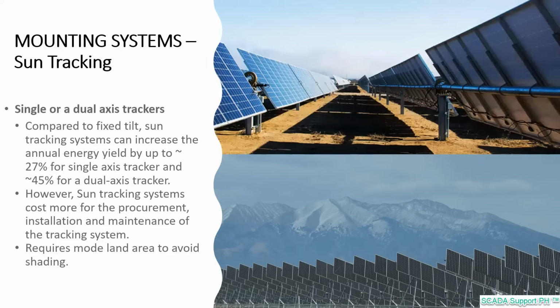Sun tracking systems, on the other hand, may be single or dual axis trackers, and these systems follow the sun as it moves across the sky. These are generally the only moving parts employed in a solar PV power plant. Axis trackers are used to optimize performance as they allow panels to track the sun as it moves position throughout the day. However, sun tracking systems cost more in terms of procurement, installation, and maintenance.